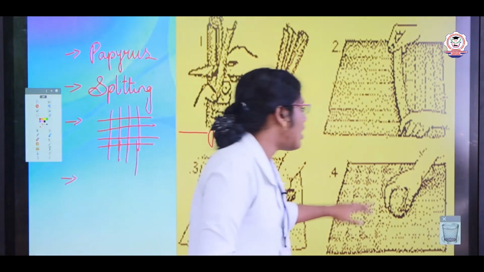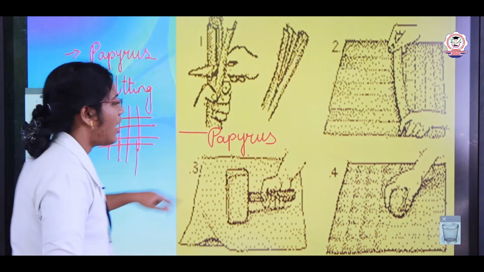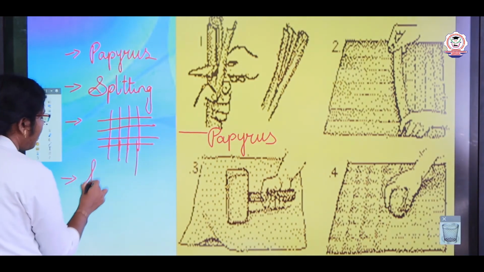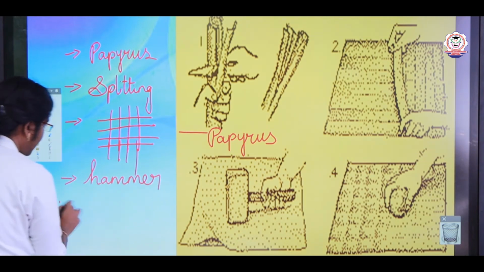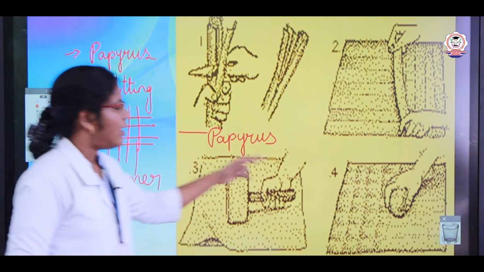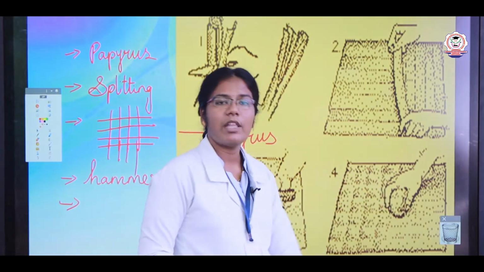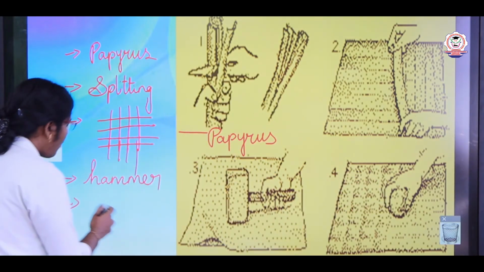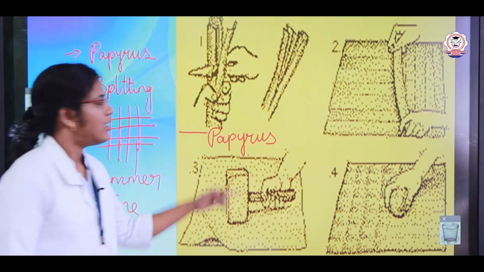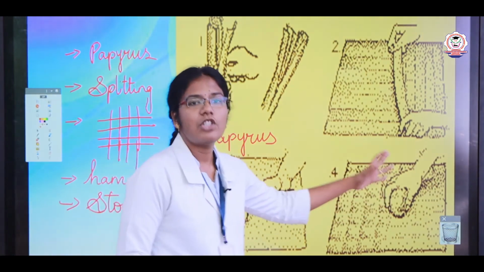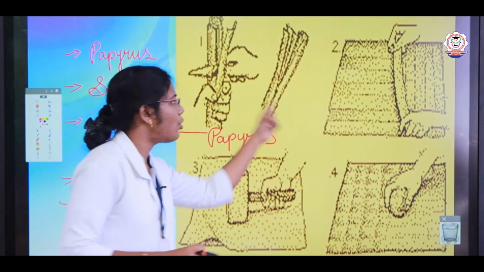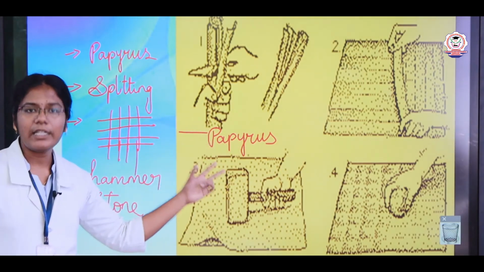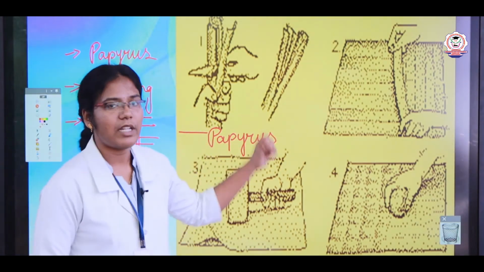The last step is that they are using a stone. What is the next step? They use a hammer to tighten, that is pressing. The next and last step is that they use a piece of stone, rubbing it, and finally we get a thin sheet of paper. This is the story of paper, which was invented and developed by the Egyptians.